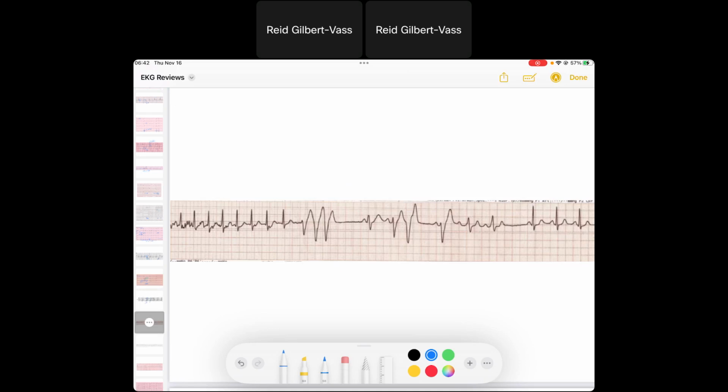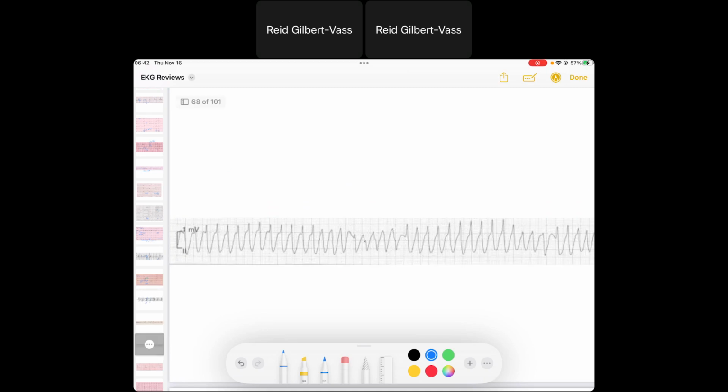So this is another rhythm here. And this is kind of a more difficult rhythm. We're actually just gonna skip this. This one would take me a while. We're trying to just roll through these.